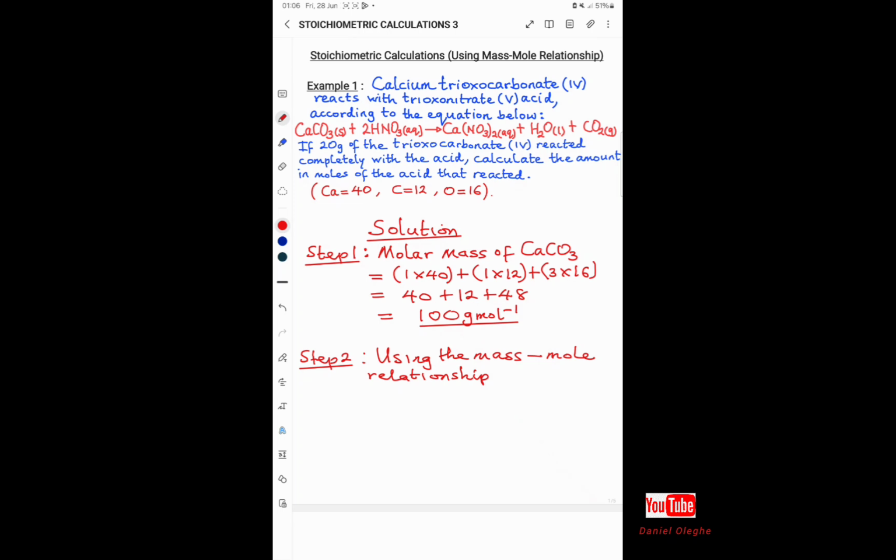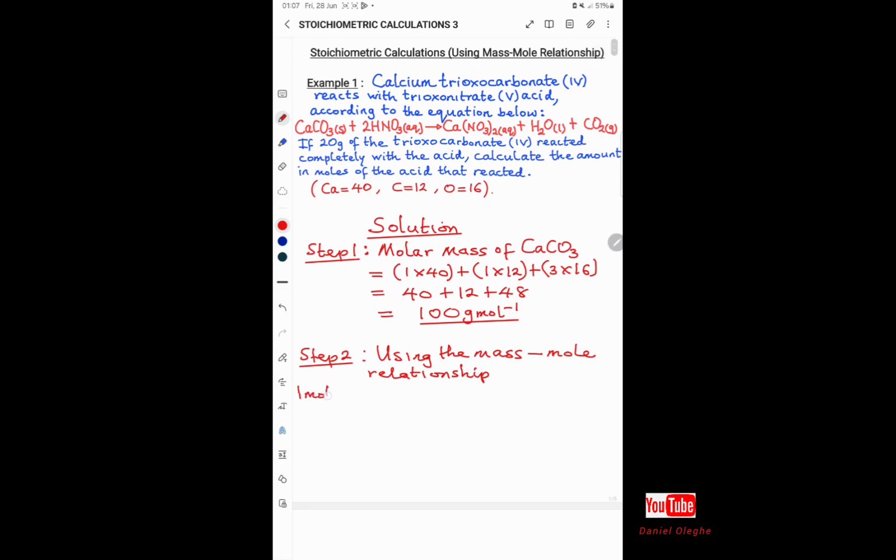So we are going to look at the equation. Always start from the mole to mole relationship. In the equation of the reaction given, we have 1 mole of the calcium trioxocarbonate(IV) CaCO3 reacting with 2 moles of the acid HNO3. So relating them mole to mole, we have 1 mole of CaCO3 reacting with 2 moles of the acid HNO3. You start from there.